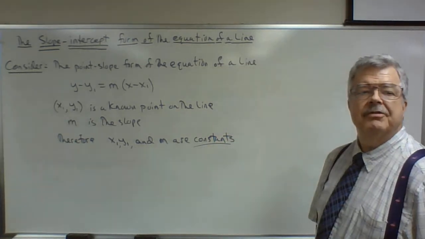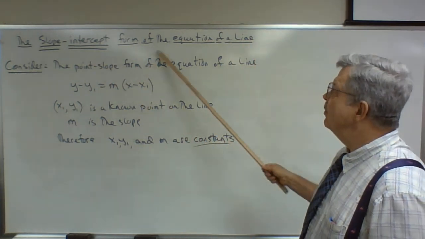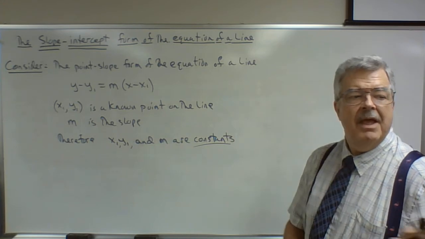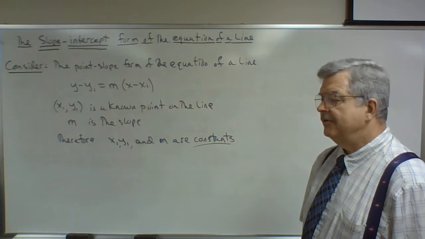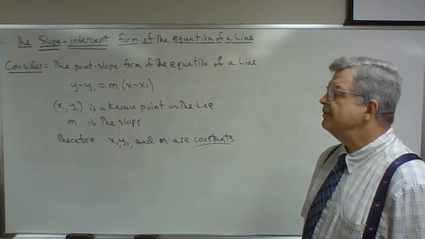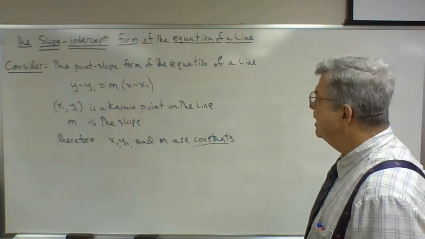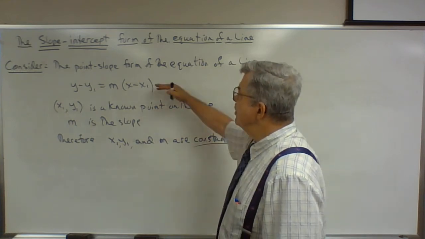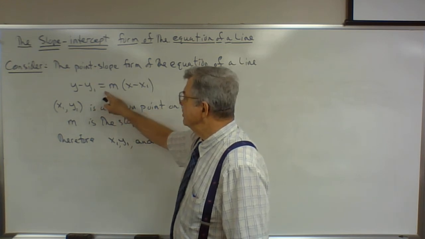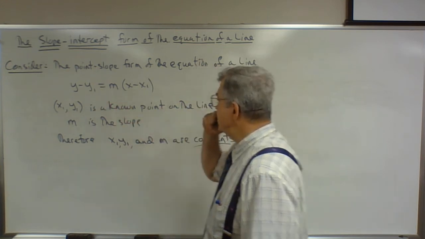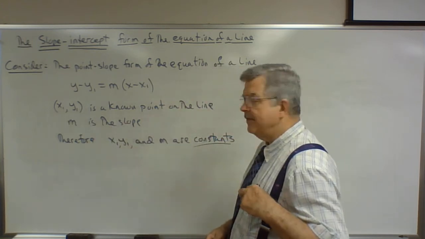Time to introduce another form of an equation of a line: the slope-intercept form. It's an alternative to the point-slope form. And I will say this, they're both very good forms. Sometimes one is easier to obtain than the other, but they're both very good. And we start off with the point-slope form of an equation of a line: y minus y1 equals m times (x minus x1). And here, (x1, y1) is a known point on the line.